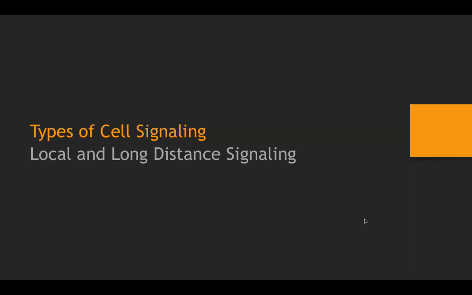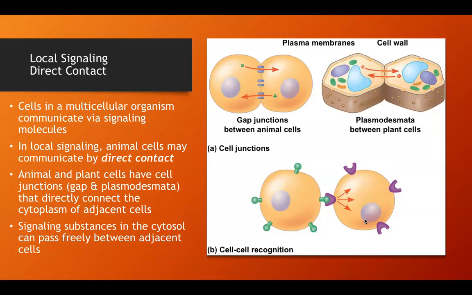So, there are two types of cell signaling. Cell signaling can either be local or long distance. And if it's local in animal and plant cells, it can be done through direct contact. Now, the direct contact that allows things to pass from cytoplasm to cytoplasm in animal cells is called a gap junction. And if it's in a plant cell, it's called plasmodesmata.